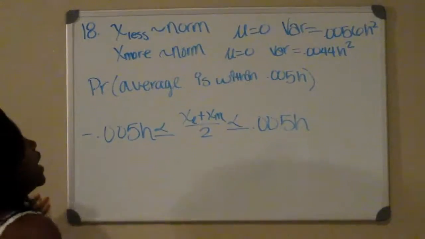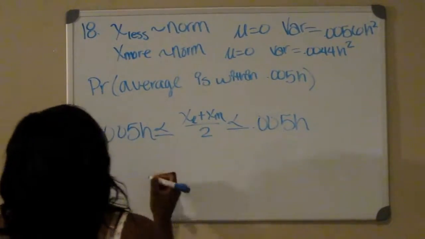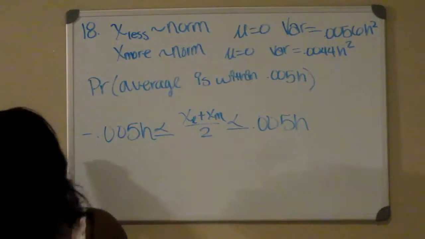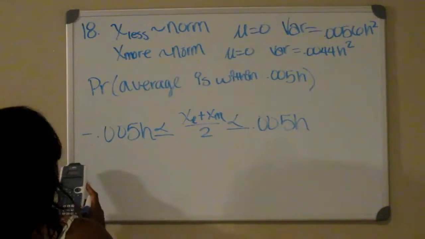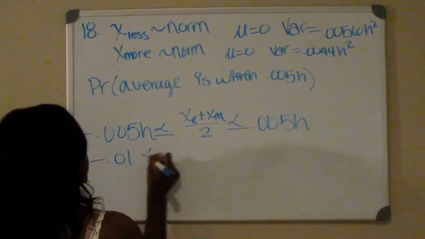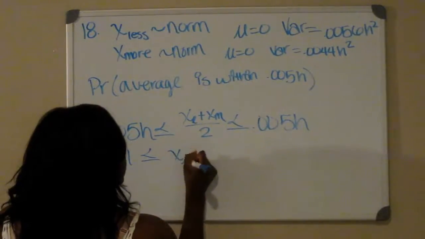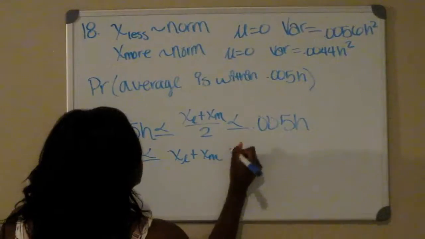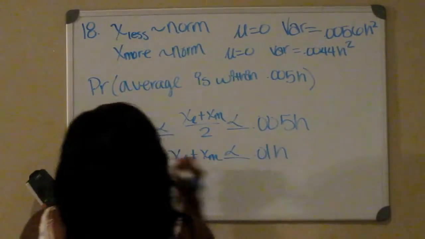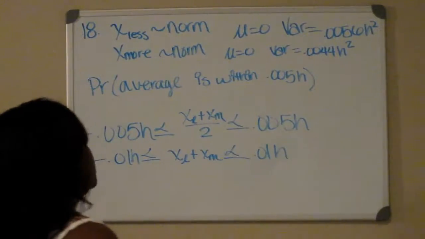So now what are we going to do next? I'm going to multiply both sides by 2 because I'm that type of person. And just so I'll throw you guys off, we got negative 0.01 is less than or equal to X of L plus X of m, less than or equal to 0.01h. Don't forget my h.